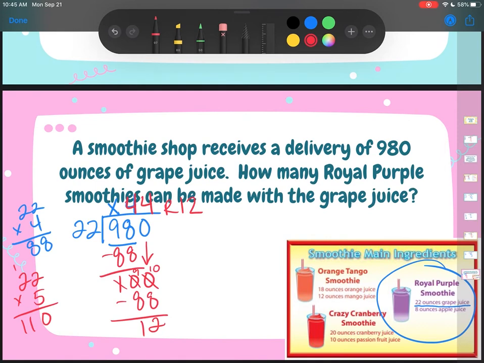But if we want to know how many smoothies can be made, I'm not going to make part of a smoothie, right? I'm only going to make whole smoothies. So 44 whole smoothies can be made.